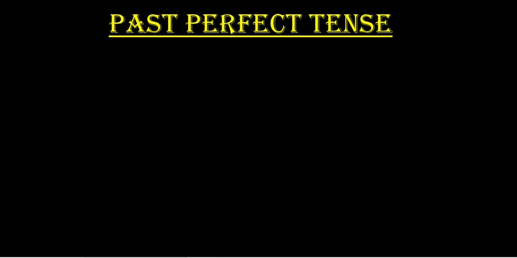Past perfect tense. When you say that something happened even before a past reference point, we use the past perfect tense. It can be expressed as the formula s plus had plus v3. Here s is the subject, v3 is the past participle form of main verb.